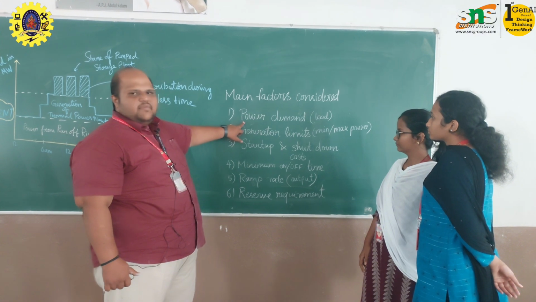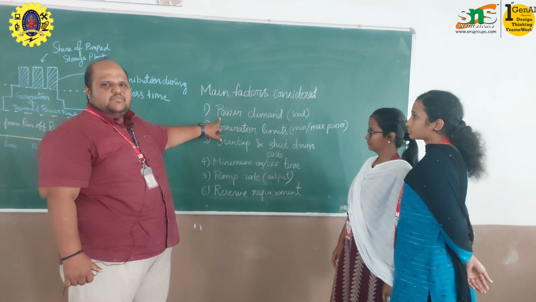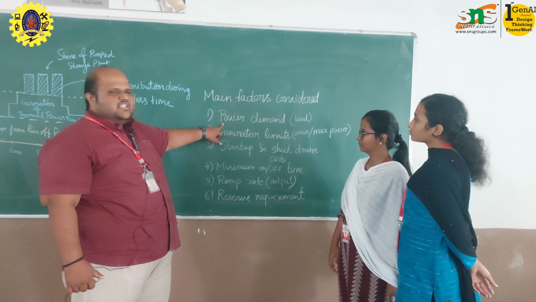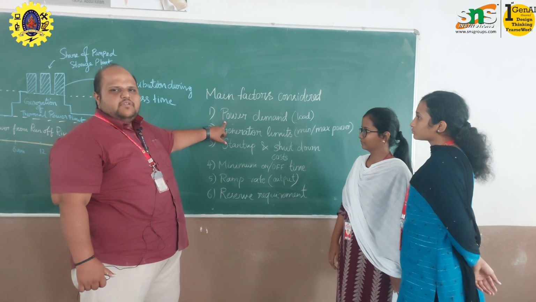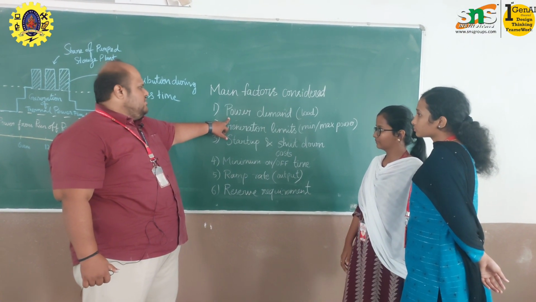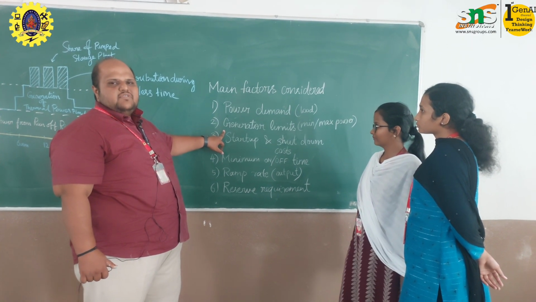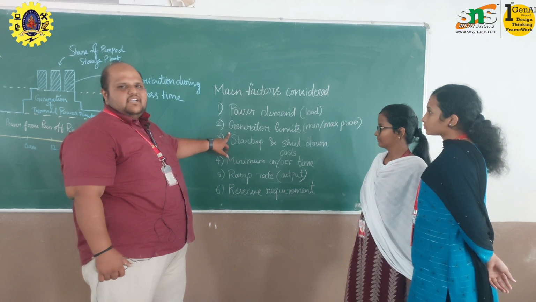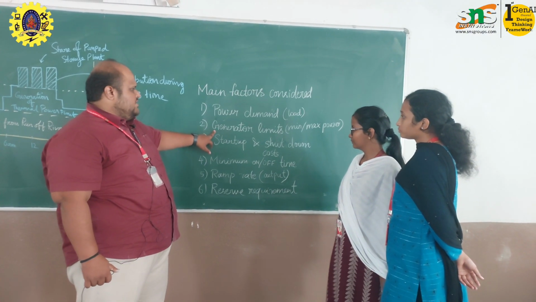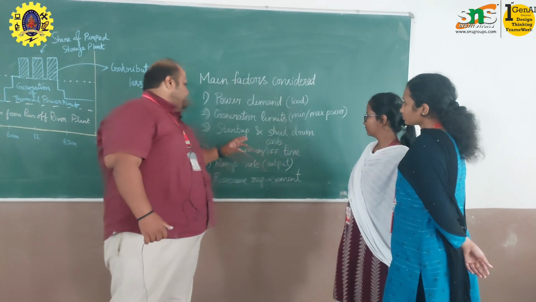The first one is the power demand. The ultimate aim of the power system is to meet the demand of the consumers around the clock, 24 by 7. So the first thing we have to consider is the power demand. What is the demand, and to meet it, how many power stations are to be operated? That is the main consideration, that's why it comes first in the list. Then the second one, generator limits. For each generator there is a limit, so we should not overload the generator. For that we have to stick to the generator limit.